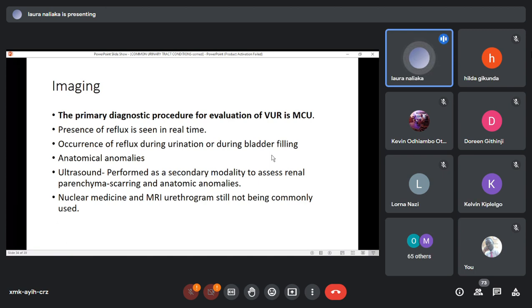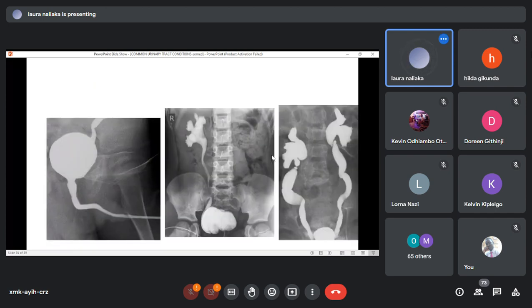Ultrasound is performed as a secondary modality to assess for renal scarring due to chronic irritation or chronic pyelonephritis due to reflux. Nuclear medicine and MR ureterogram are still not commonly used, but initially were indicated. This is a case, the first case is an MCU. You can see contrast within the bladder, and you can see the patient micturating, but at the same time, you can see contrast going up towards the left ureter, and this was a case of vesicoureteric reflux.